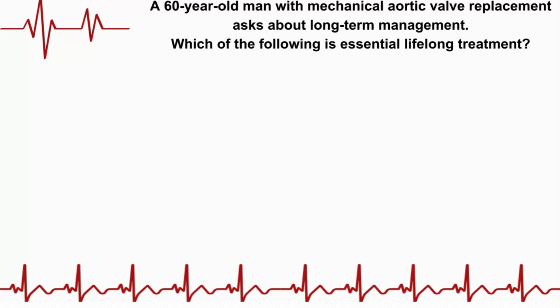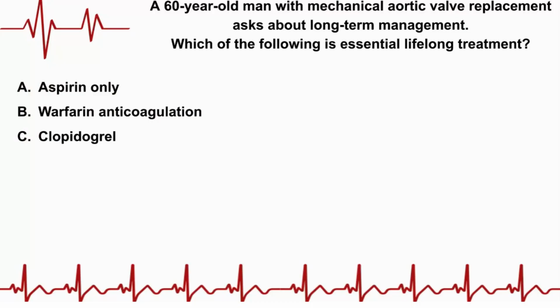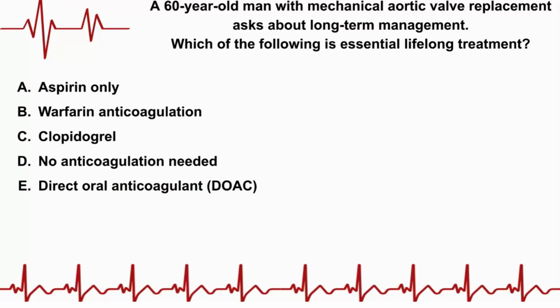Oh no, it's not the last question. Right. So a 60-year-old man with mechanical aortic valve replacement is asked about long-term management. Which of the following is essential lifelong treatment? A, aspirin only. B, warfarin anticoagulation. C, clopidogrel. D, no anticoagulation needed. Or E, direct oral anticoagulant, DOAC.